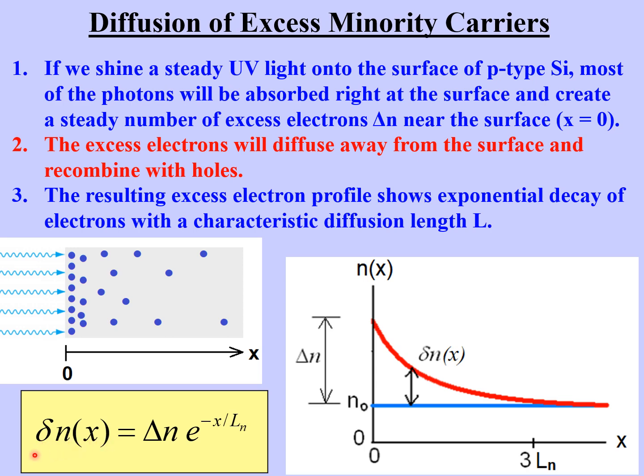So the profile of excess electrons is equal to delta n, which is the number at x equal to 0, right at the surface, times this decaying exponential factor, e to the minus x. Now it's not over lifetime, it's over something called the diffusion length. This is a characteristic diffusion length, L, that describes how far these electrons can go before they are swallowed up and recombine with holes.